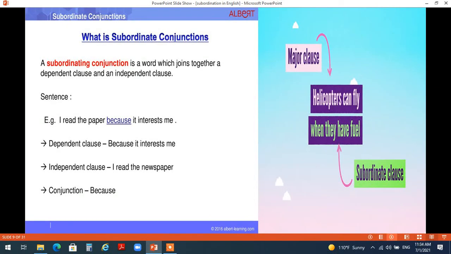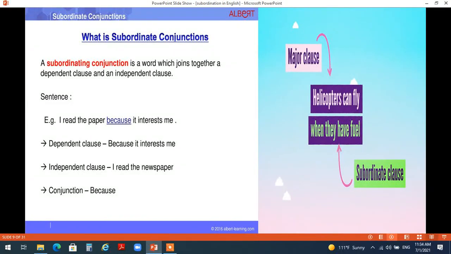As you can see in the sentence here, I read the paper because it interests me. Now, here you have two clauses, I read the paper because it interests me, which have been joined by using the subordinator because. So, the dependent clause here is because it interests me, and the independent clause is I read the paper. And the conjunction is the word because.